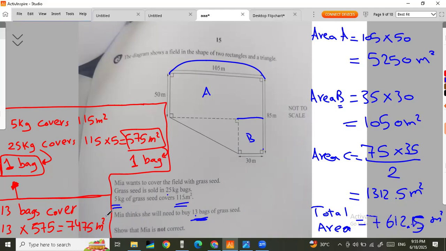Good. Now I assume that you got how much 13 bags can cover. Okay, how many meters squared is the whole field? So we know whether the 13 bags will be enough or not enough. I'm going to see the area of rectangle A, the area of rectangle B, and the area of triangle C. The area of rectangle A is 105 meters times 50, which is 5250 meters squared. This is the area of A.